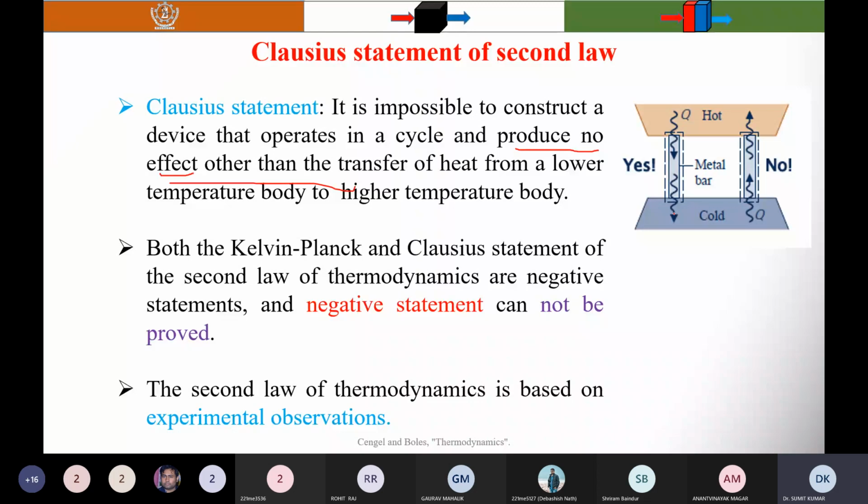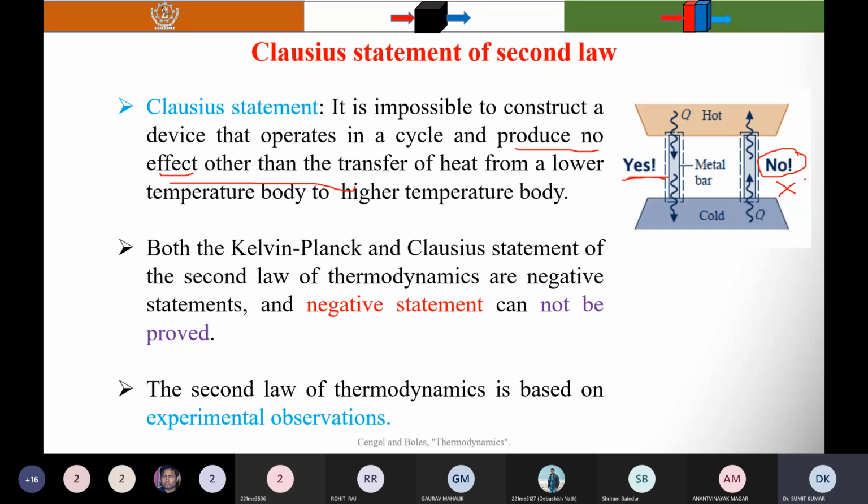We need a device, either a refrigerator or a heat pump, to transfer the energy from the low temperature body to the high temperature body. So this is not possible if you are not using any device. But heat transfer from the high temperature body to the low temperature body is always possible without using any device. But if you need to transfer the energy from the low temperature body to the high temperature body, then we need a device. That's why it is written that no.